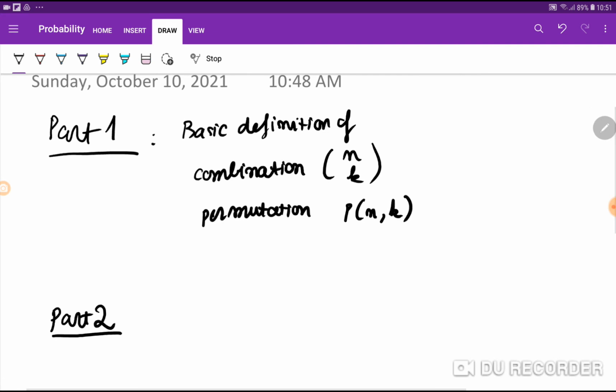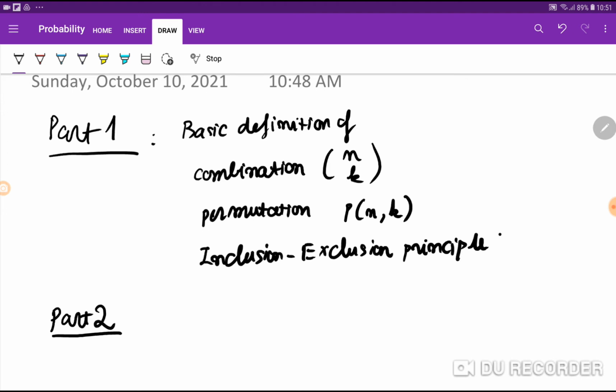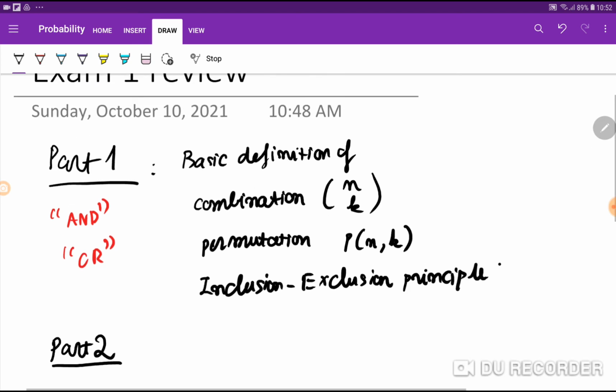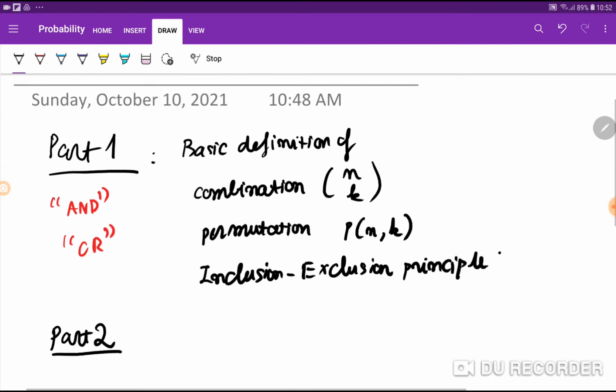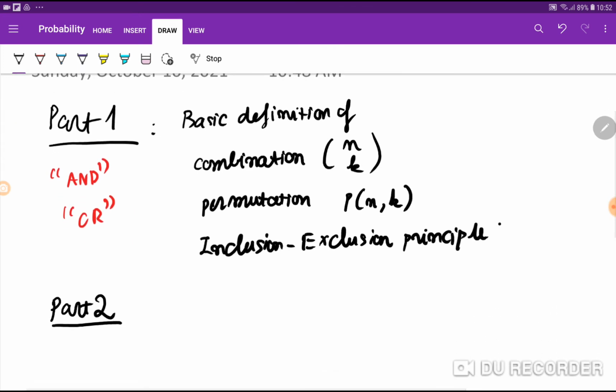And then the most important thing, and also I think the toughest thing, is the inclusion-exclusion principle. We will talk about it later. Also later in part one of the series, I'll talk a little bit about AND and OR. You look at it and think it's just a simple English word, right? But I think it's very important in probability, because if the events happen together or the events happen separately, we have a different formula for each one.